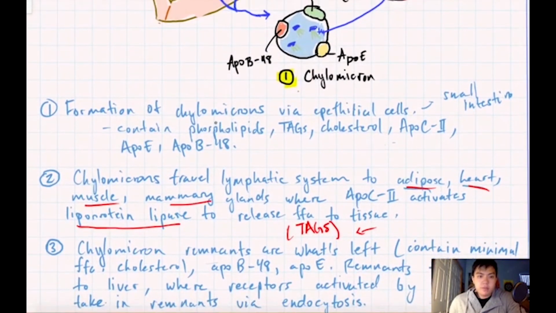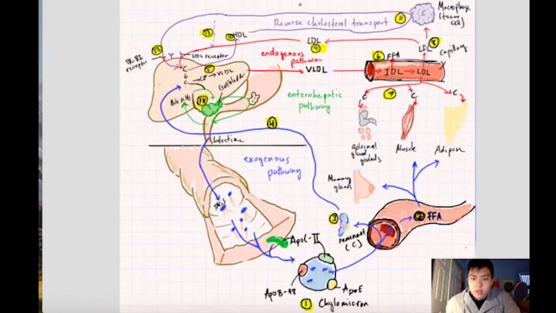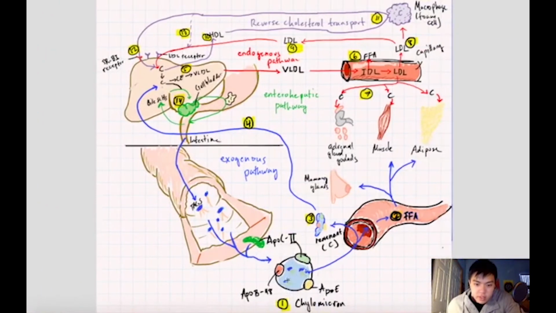Okay, so the first step. We ingest lipids, and it's going to be a combination of fatty acids and cholesterol. A fatty acid that is ingested will have a different fate than cholesterol. Your fatty acids are going to be broken down and then reformed into your triacylglycerols, TAGs, and they're going to basically form this chylomicron down here.